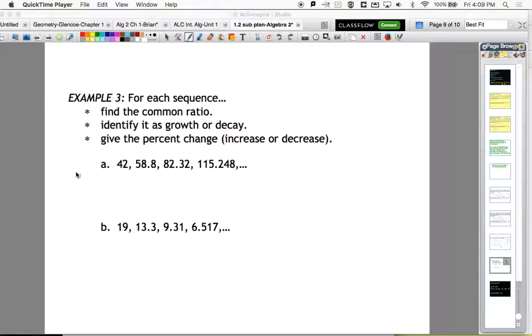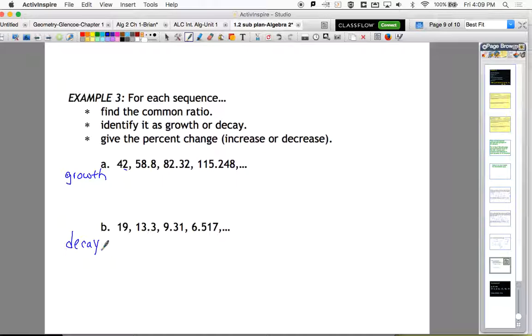So actually, let's write that down first. We know this one is going to be growth, and we know B is going to be decay because this sequence is increasing, this one is decreasing in part B. All right, but how do we get that common ratio?